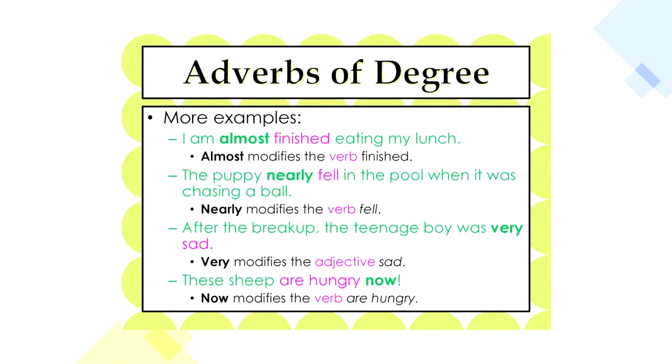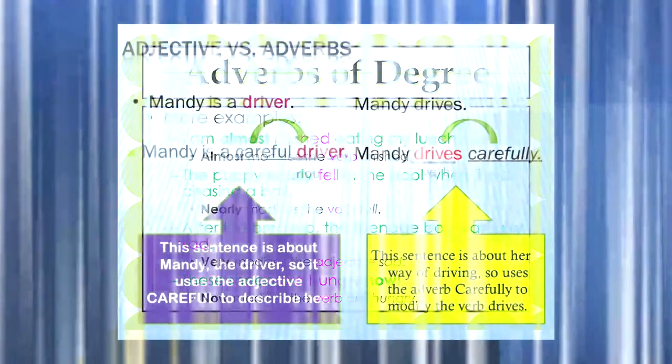We have some more examples here. I am almost finished eating my lunch. So almost here tells you about your verb finished. The puppy nearly fell in the pool when it was chasing a ball. So here nearly is an adverb of degree. After the breakup, the teenage boy was very sad. So very modifies the adjective sad. Means there is a difference between someone is sad, someone is very sad. Right? It changes the intensity of that adjective. These sheep are hungry now. So now tells you more about your verb. Okay. So that's why they are all adverbs of degree.